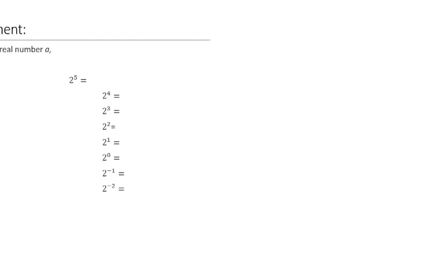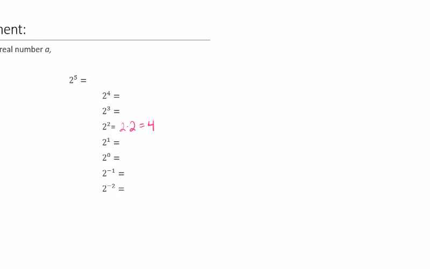All right. So let's do a little exploration here to figure out the next property. So let's just go down the list here. I know 2 squared is 2 times 2, right? If I write it in expanded form, and that equals 4.